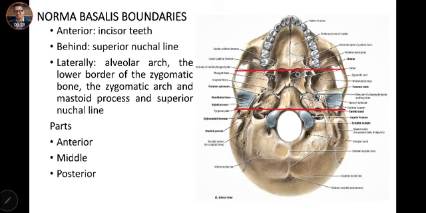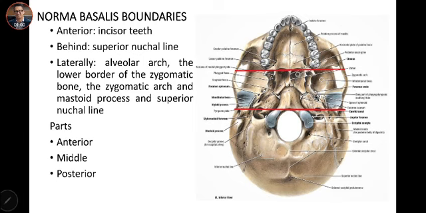That is the inferior view of this skull. This is the cranium, right? Neurocranium. So this is the inferior view of the neurocranium and the viscerocranium minus the mandible. So, boundaries: as you see, anteriorly are the incisor teeth. Here, the incisor teeth. This is the anterior boundary of the Norma Basalis, and posteriorly are the superior nuchal lines. You see the pointer. Yes, these are the superior nuchal lines, right?